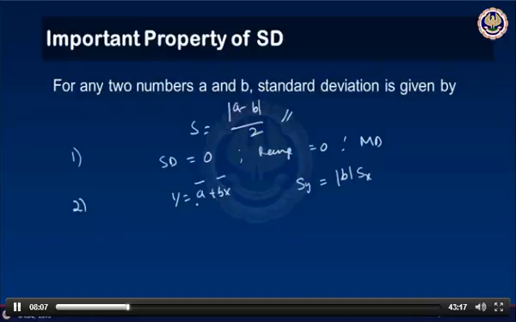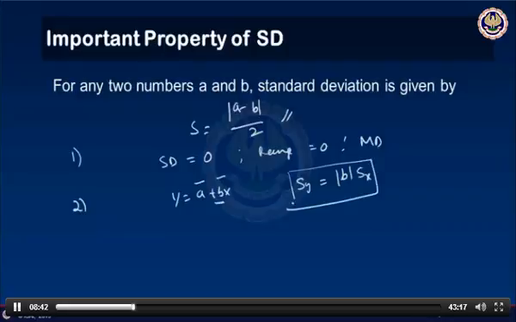That means if the variables increase or decrease by some constant amount, the standard deviation, mean deviation, quartile deviation and range will not be affected. Whereas if they change in some ratio, that is multiplied or divided by b, then the result will be multiplied by the modulus of b times the standard deviation of x.